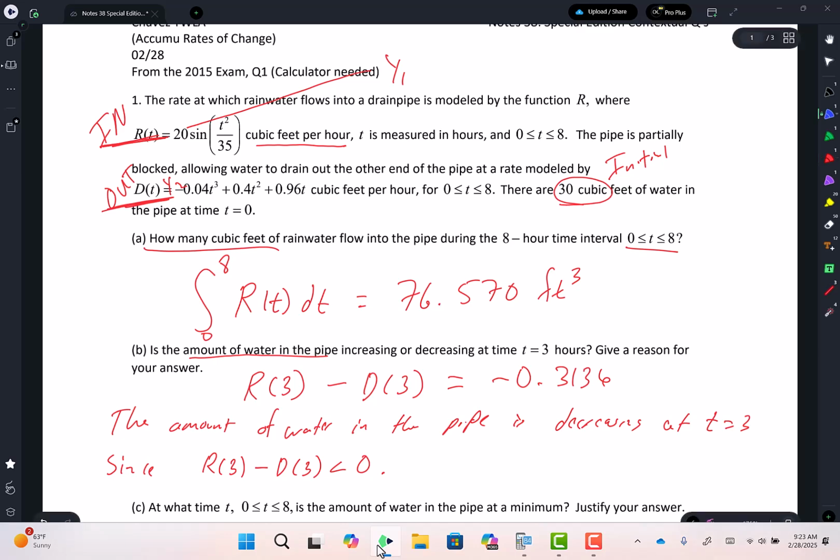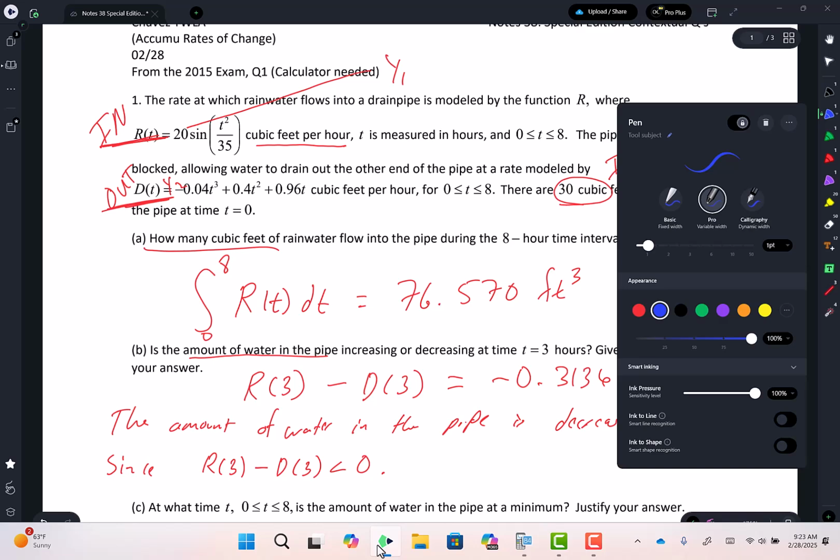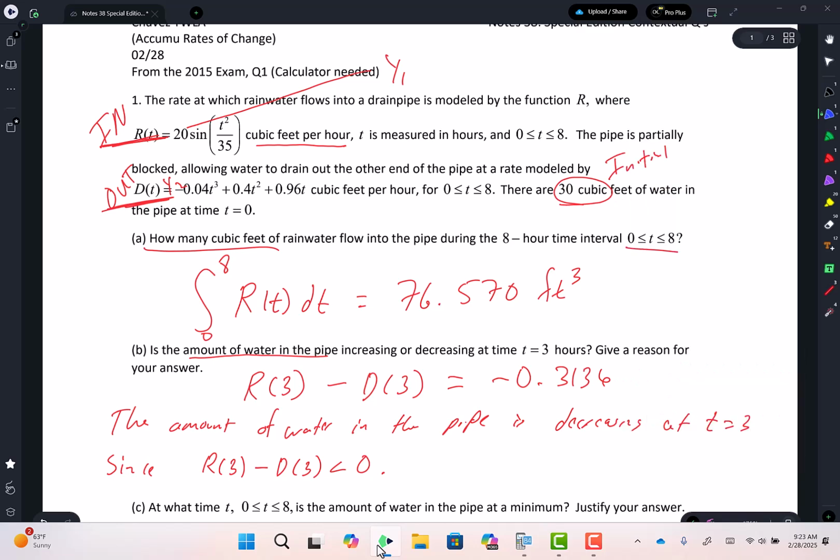If you don't like that route, guys, this is probably the most accepted answer. I haven't looked at the rubric, but I would take a guess that this is the most accepted answer. The second most accepted answer, I would guess, is you figure out what R of 3 is, you figure out what D of 3 is separately, and maybe you say, D of 3 is larger than R of 3, hence there's more water leaving than coming in, hence it's decreasing. That's probably the second best answer, but I think the one in red is the most accepted answer.